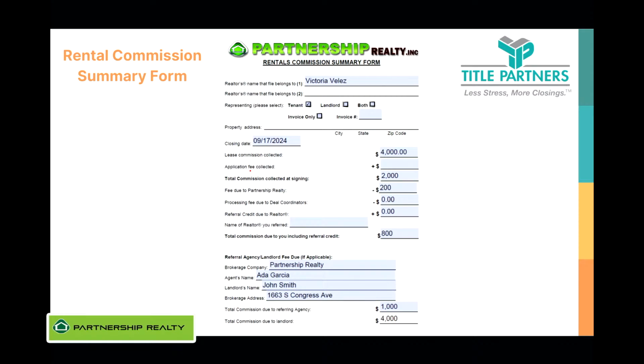They can't take it out of the other agent's because they're a separate broker. Right, right. Although I put another Partnership agent on this, when she goes to submit her own documents, because she's going to have to fill out a form like this as well, then Leslie at payroll will see her breakdown of what fees are due to Partnership and what commission is due to her.